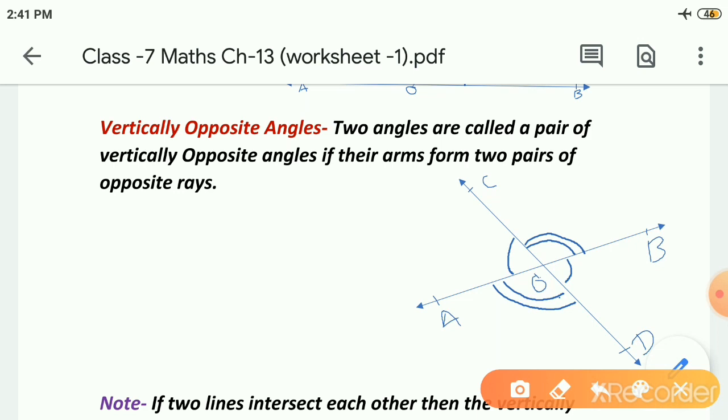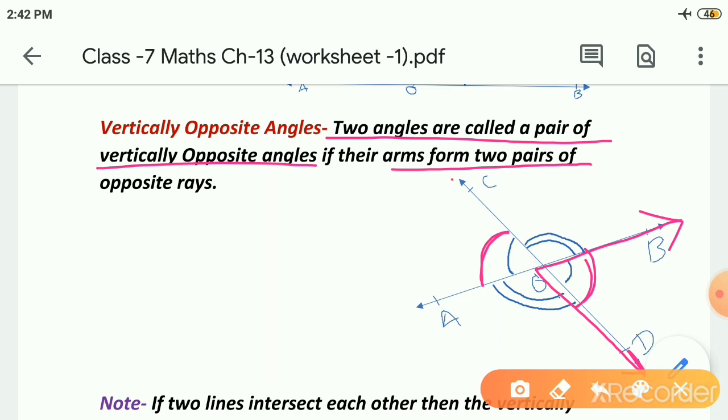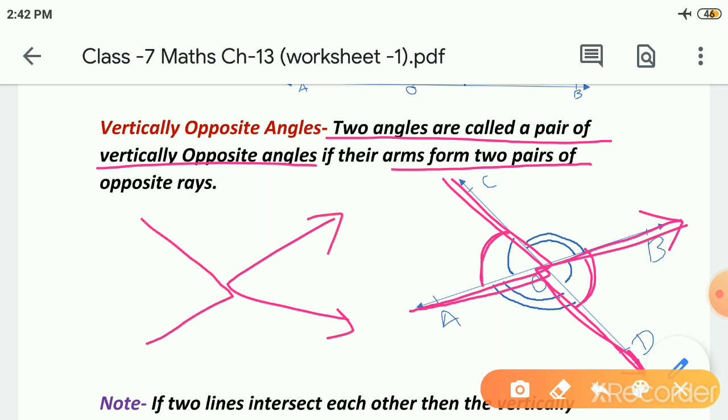Now what are vertically opposite angles? Two angles are called a pair of vertically opposite angles if their arms, it means the arms of the two angles, form opposite rays. Suppose I am taking this side angle and this side. So what are the rays? These are the rays for this side angle and for this side angle. Do you think they are forming opposite rays, a pair of opposite rays? This is one pair and this is another pair.